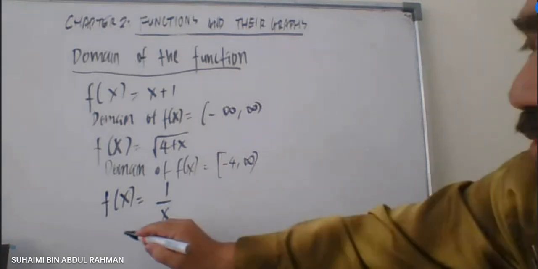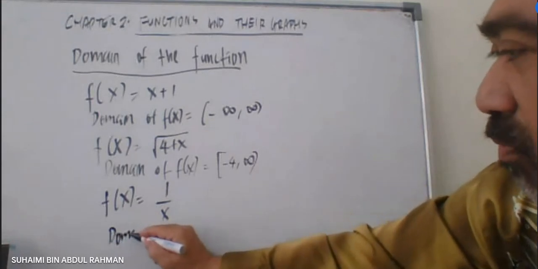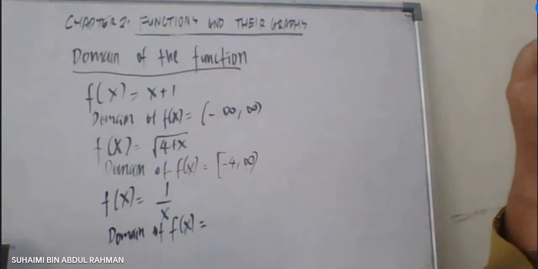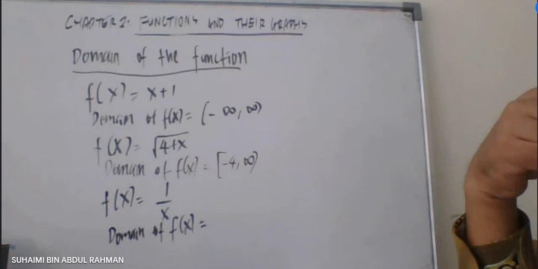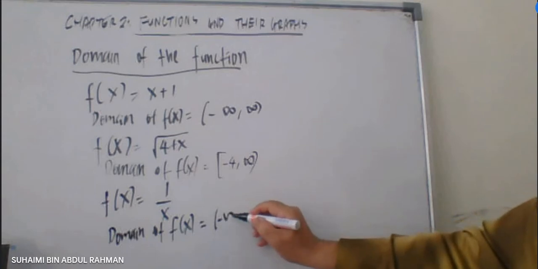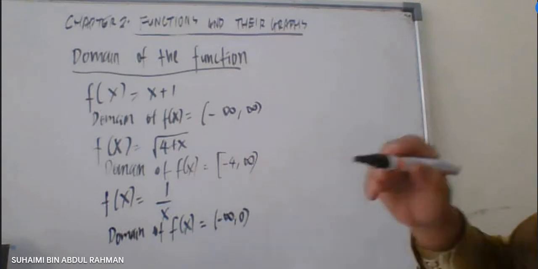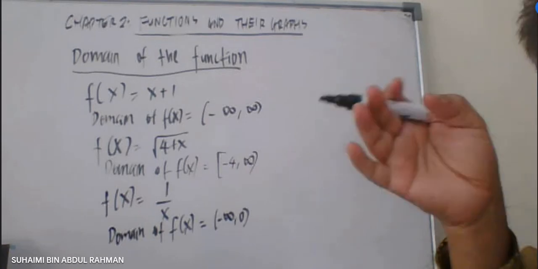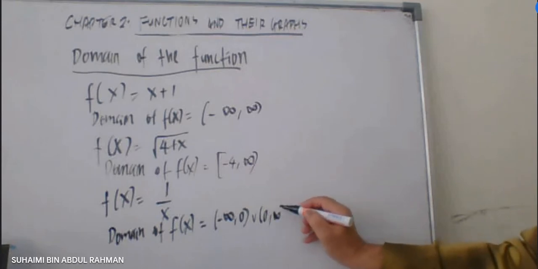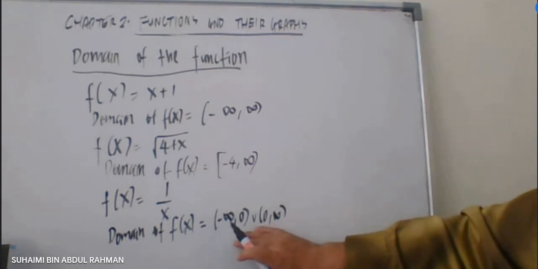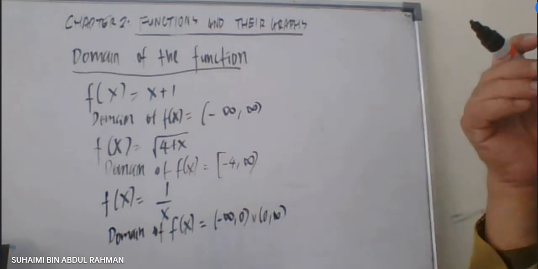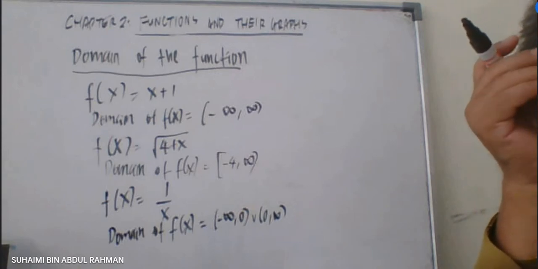So in interval notation, the domain of f(x) is from -infinity until 0, excluded, because we don't want to include 0, union with from 0 until infinity. Meaning from this interval notation, all real numbers except 0.